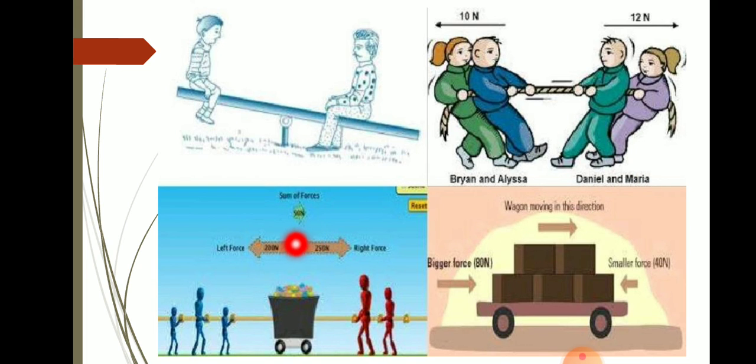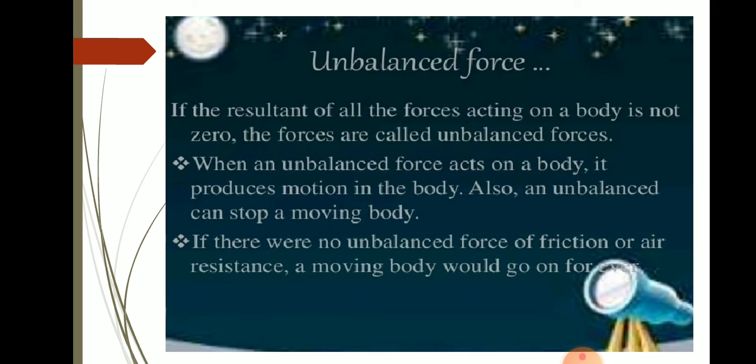So here also you can see 200 Newton, 250 Newton. So the box trolley is going to move in this direction, the bigger force. So a wagon moving in this direction, you can say smaller force, bigger force. 80 Newton, here it is 40 Newton. So the wagon is going to move in this direction because the magnitude of force is more. So these are all the examples for unbalanced force.